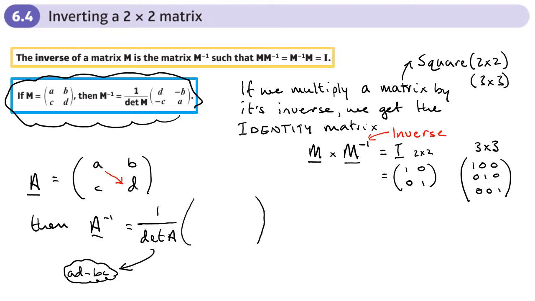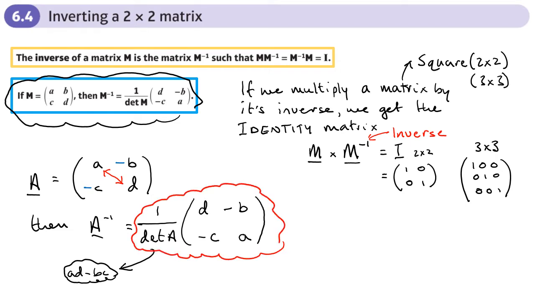What we do is swap over the elements A and D, so it's D and A there, and then we reverse the signs of the elements B and C. So we get -B, keeping the position the same, and -C. The inverse is 1 over the determinant times the matrix with A and D swapped over and the signs reversed for B and C. If we multiply that inverse matrix with the original matrix, we will get 1, 0, 0, 1.